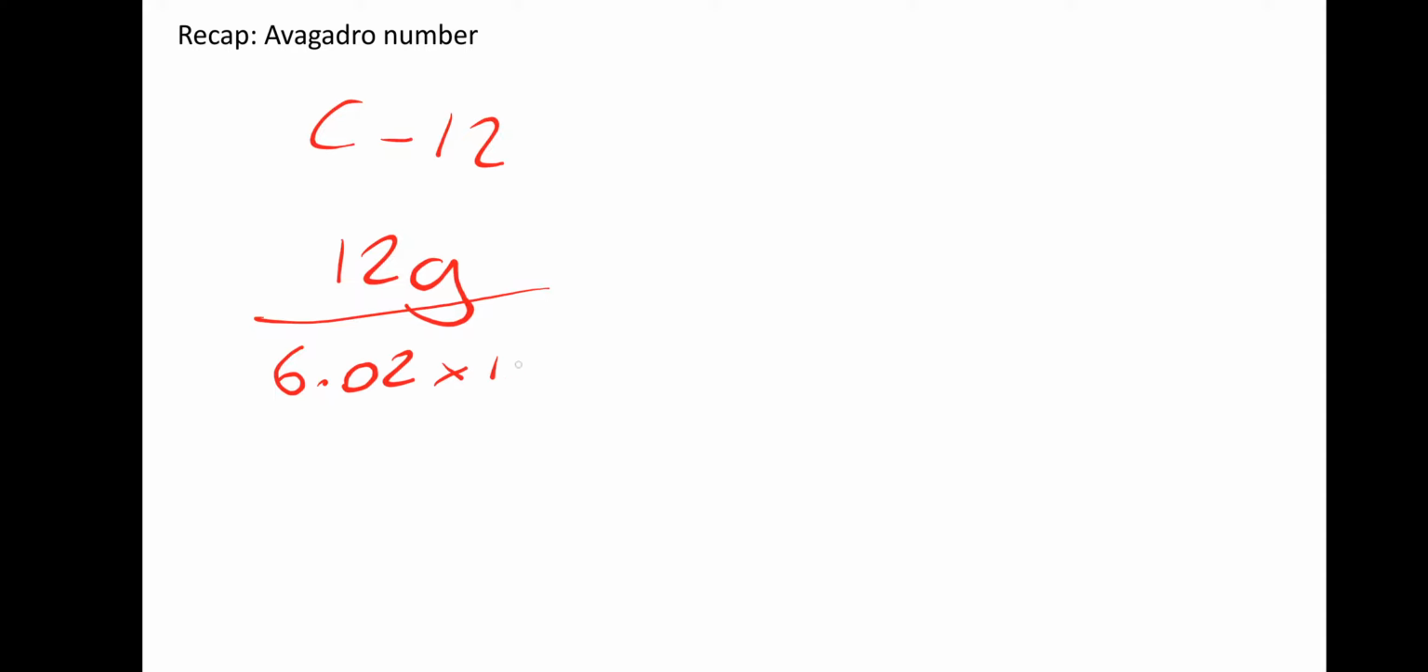So what you do is the mass, so carbon-12 would have a mass of 12 grams, 12 times 10 to the minus 3 kilos, divided by Avogadro number. So 12 times 10 to the minus 3 divided by 6.02 times 10 to the 23 would give the mass of a single carbon-12 atom, which is 1.99 times 10 to the minus 26 kilos.